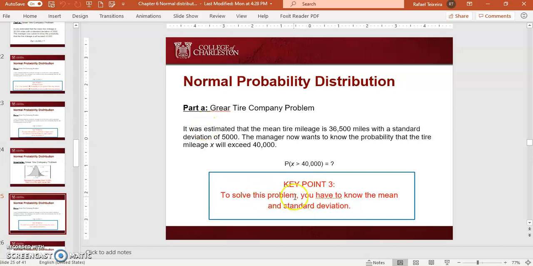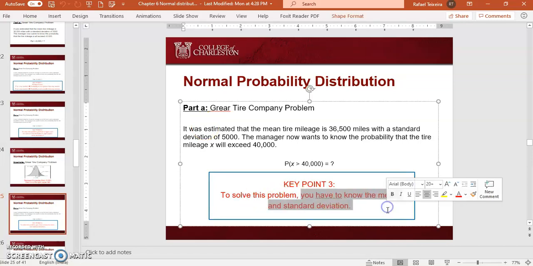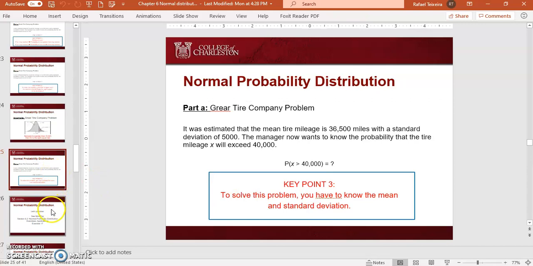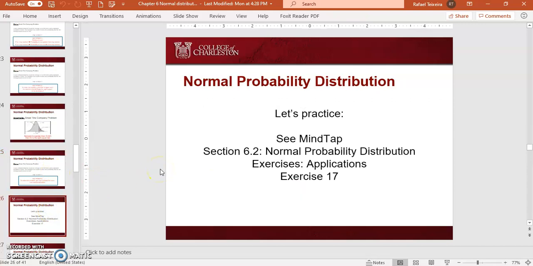Finally, to solve this problem, you have to know the mean and the standard deviation. This is what you learn to compute in chapter 3. That's the reason you had chapter 3, because you learned how to compute the mean and the standard deviation to be able to work on probabilities. Let's take a look at one example.